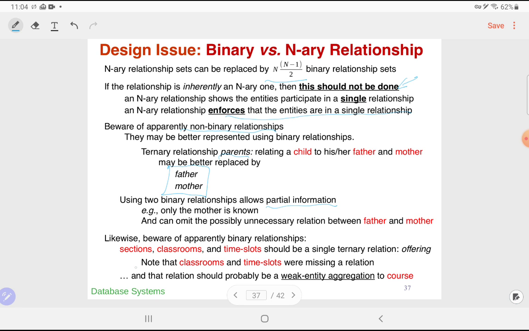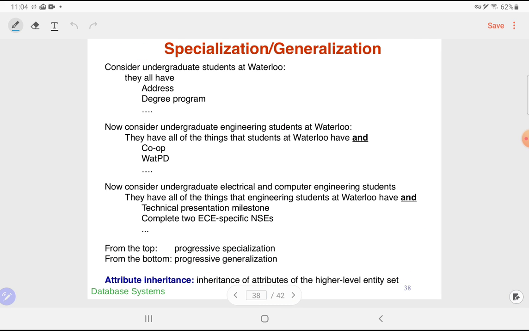Okay? So, again, session, classroom, time slot, probably a single ternary relation offering, and almost certainly that captures the missing classroom time slot relation because classrooms are busy during certain time slots, and that should all probably be a weak entity aggregation to course. And we will talk about what an aggregation is very shortly. Before we do, I want to talk about specialization and generalization. And if you've done anything in object-oriented and inheritance, this will be a fairly natural concept.